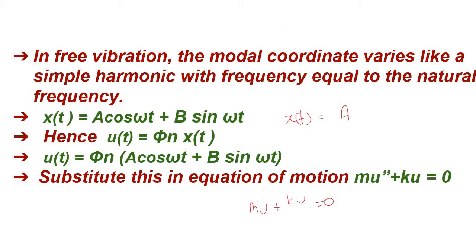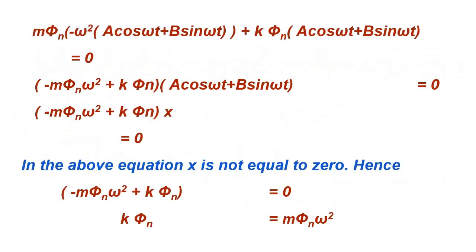Here I am substituting this. You can see I have m, and instead of u, phi n into minus omega square. How has this omega square come? Because we have to take the double derivative. So this is equal to 0. By rearranging, I get the equation minus m phi n omega square plus k phi n is equal to 0. This phi n is a matrix only, that is the mode shape matrix.